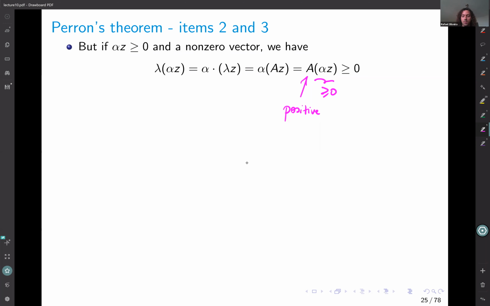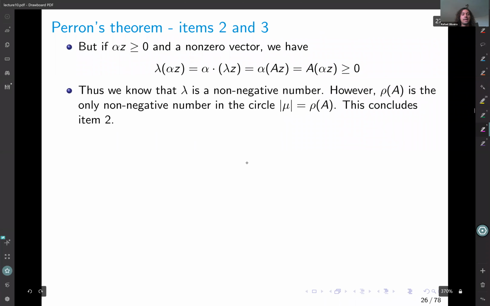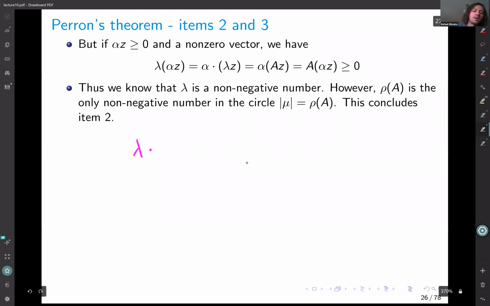So what did we just prove? We just proved that lambda has to be a non-negative number, because here I'm multiplying a complex number lambda by alpha times z, and alpha times z is real. Every entry of alpha times z, let's say alpha times z1, where z1 is different from 0, is non-negative, and we just proved that this also has to be greater or equal to 0 and real. The only way that this can happen is if lambda is real and non-negative, since there's one entry that's different from 0.